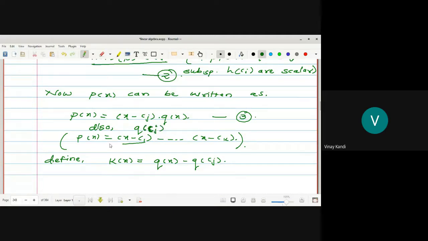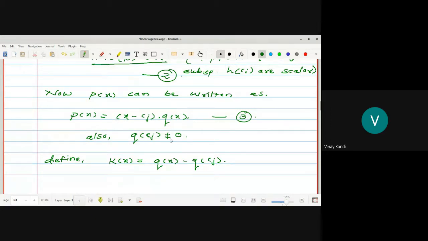Okay, q of x मध्ये cj हा फॅक्टर आहे का माझा? कळतंय का काय? What is q of p of x? We can write p of x is equal to x minus cj into product of all the remaining factors, which is equal to q of x, and also this q of cj is not equal to 0. Is it correct? Why? Because in the q of x, x minus cj दोनचा फॅक्टरच नाही आहे. Is it correct? So q of cj is not equal to 0 here.